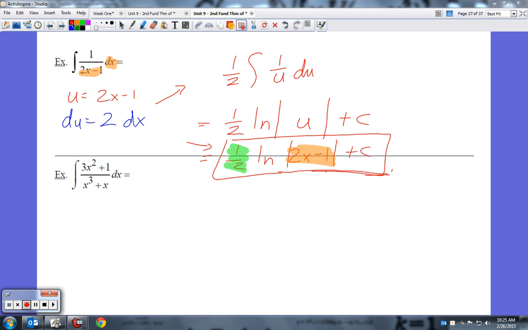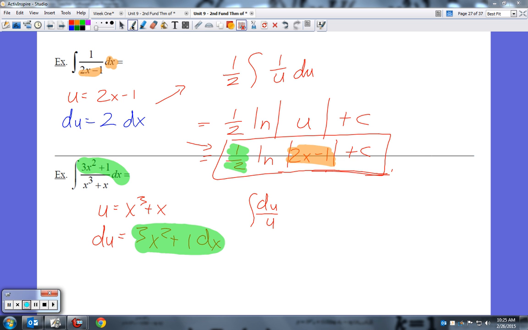Megan, what's my u? x cubed plus x. Yes. u is x cubed plus x. So therefore du is 3x squared plus 1 dx. If you don't see it right now, this entire piece is my numerator. So I have a du over u form, or some people suggest it to be written like this because they see it as 1 over u du.